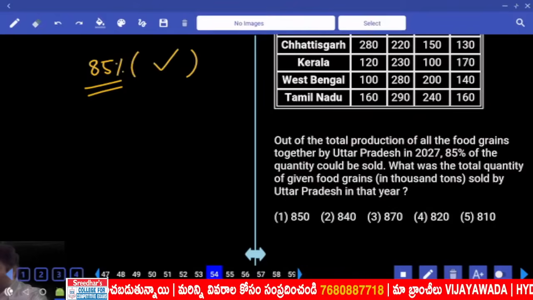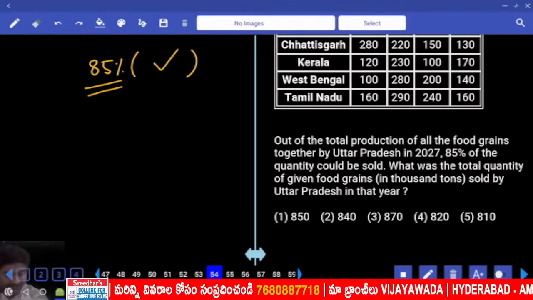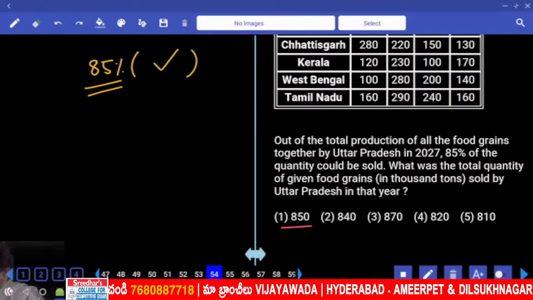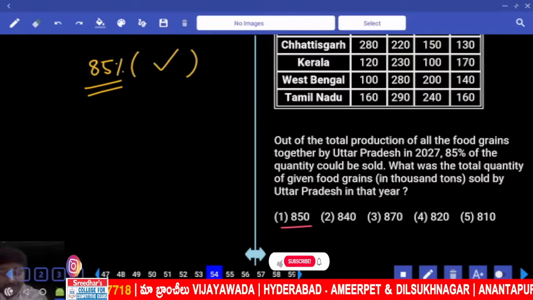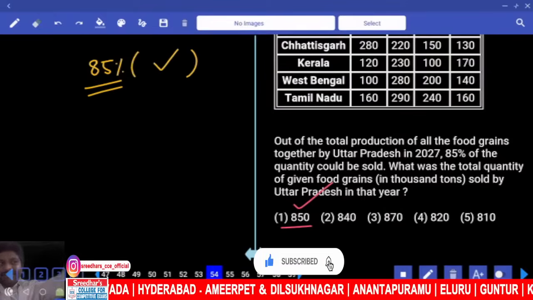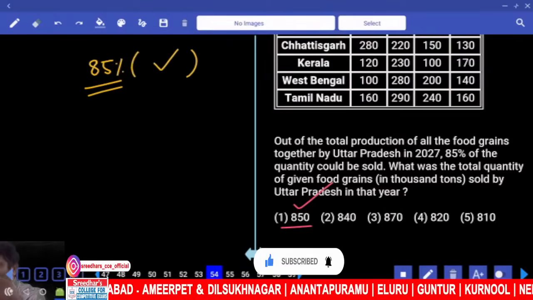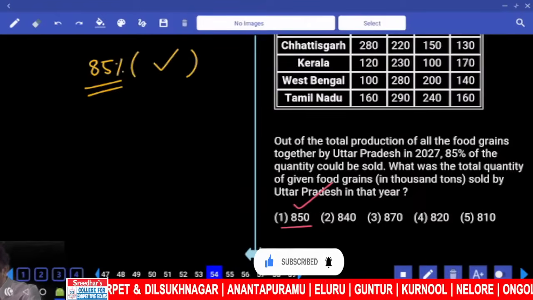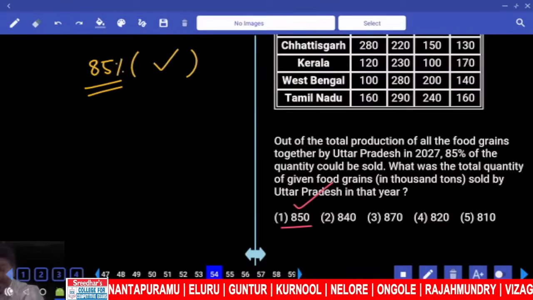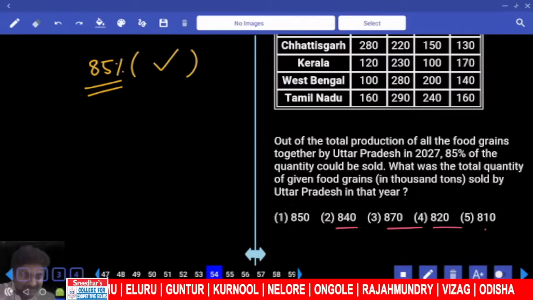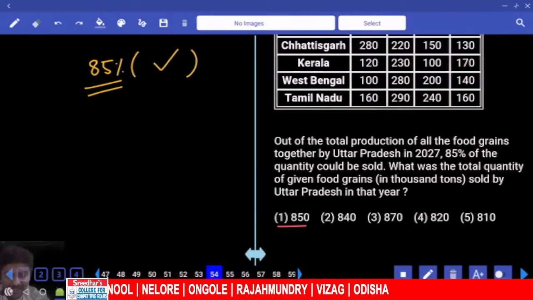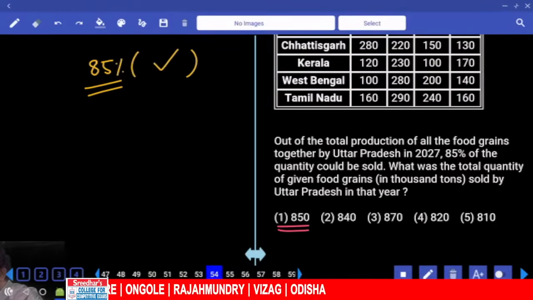Let's go to options, no worries. First option 850, definitely that is a 17 multiple, correct? To a 17 multiple, if you add a 17 multiple, then result will be 17 multiple. From a 17 multiple, if you subtract a 17 multiple, then the result will be 17 multiple. I don't want to verify whether all these numbers are 17 multiples or not. I just want to go with the difference because I know that this number is a 17 multiple.